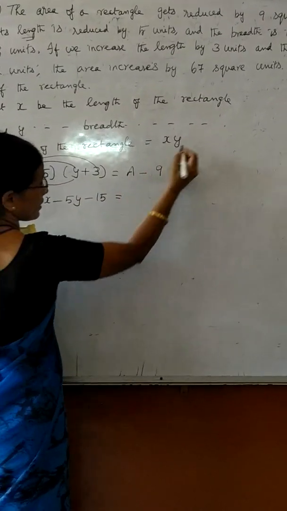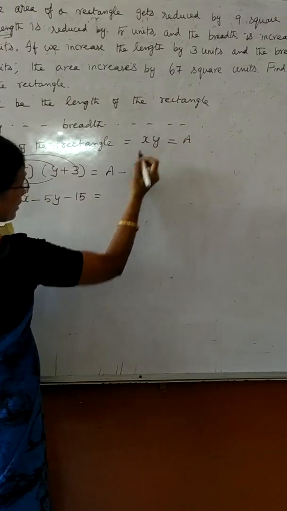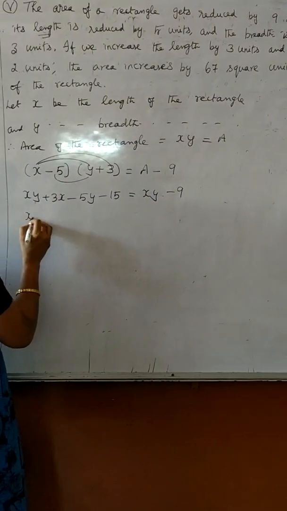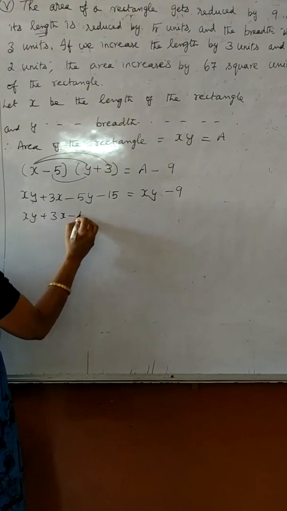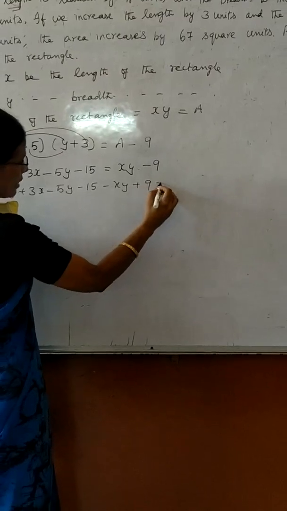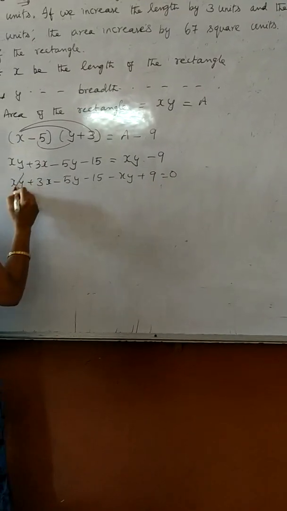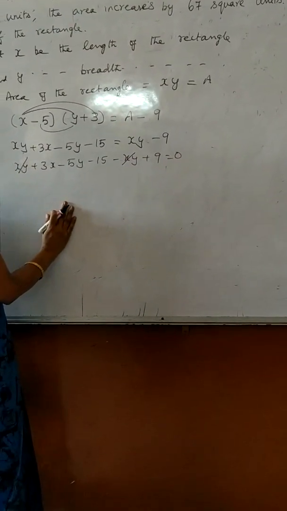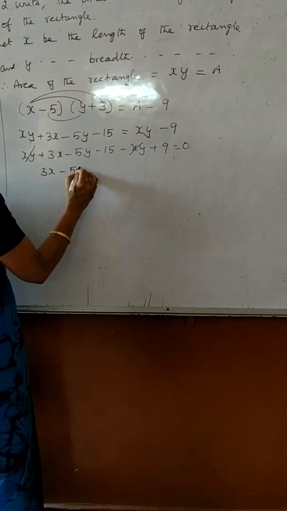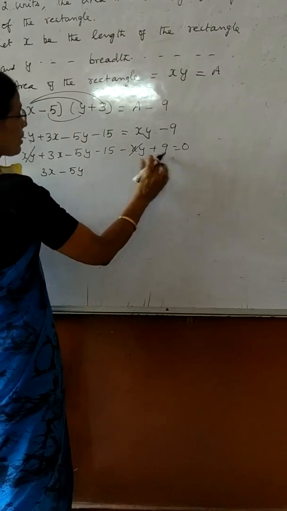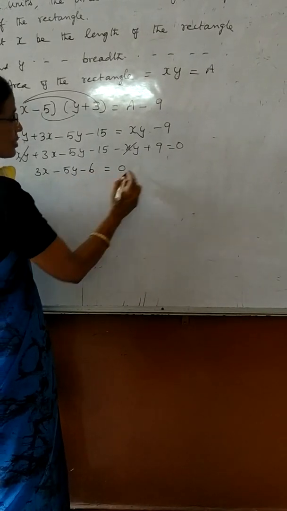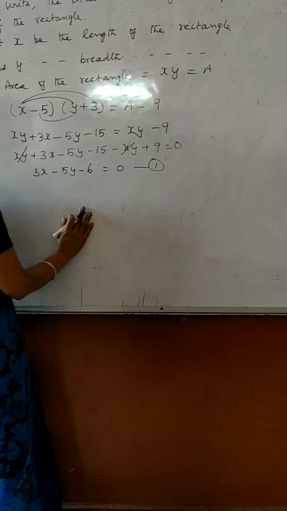We know the area of the rectangle. This is nothing but the area of the rectangle. What is the area of the rectangle? xy minus 9. So it is xy plus 3x minus 5y minus 15 minus xy plus 9 equal to 0. You can see plus xy minus xy gets cancelled. I write the x term first, 3x, followed by the y term. Minus 15 plus 9 becomes what? Becomes minus 6, equal to what? Equal to 0. This is the first equation.